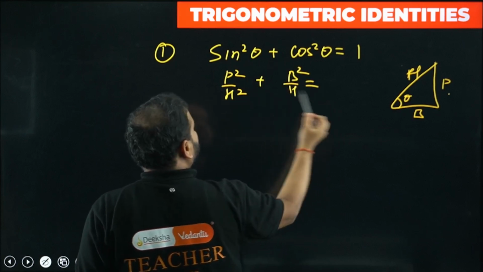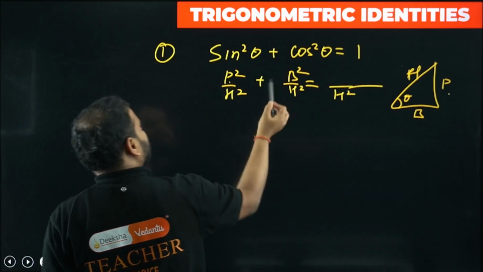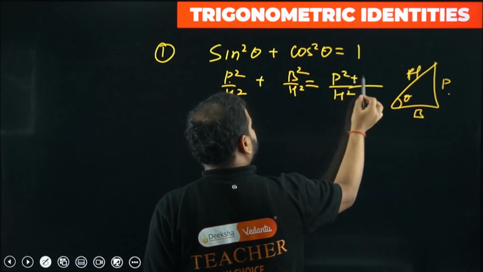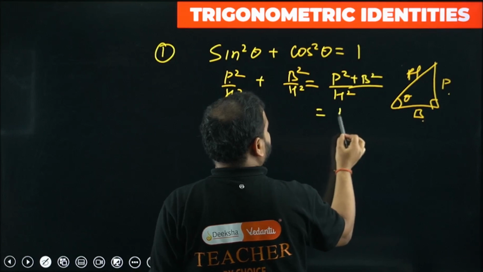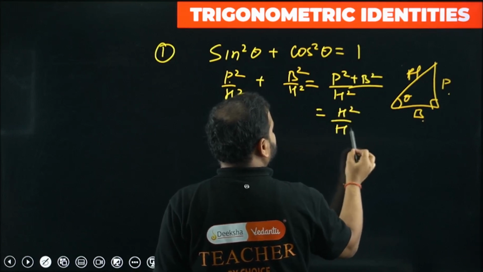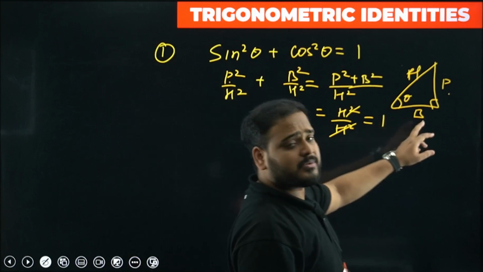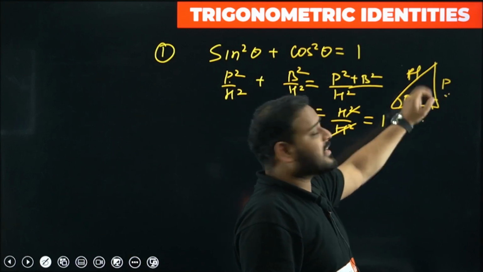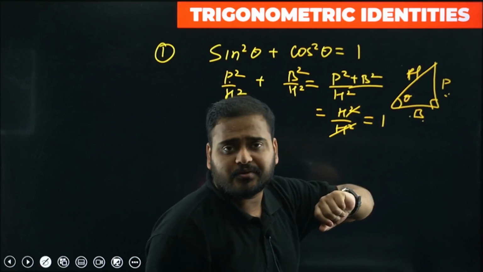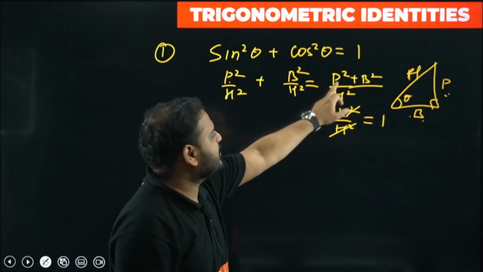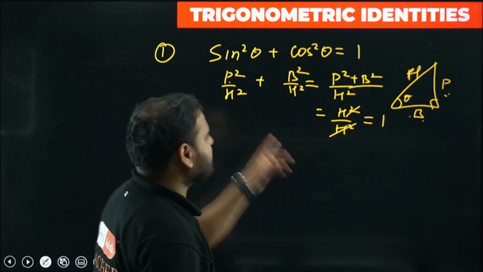Take LCM here, bacha. What is the LCM, sir? Simply H square. What's the numerator, bacha? P square plus B square. When you add them, by Pythagoras theorem this is simply H square. Cancel them, 1. Correct, na? Pythagoras theorem, sir: P square plus B square is simply H square, na? The sum of the squares of the sides is equal to the square of the hypotenuse, right? That's how P square plus B square is H square. Cancelling it, 1. I proved it over here anyway for you. Okay, first one is like that.